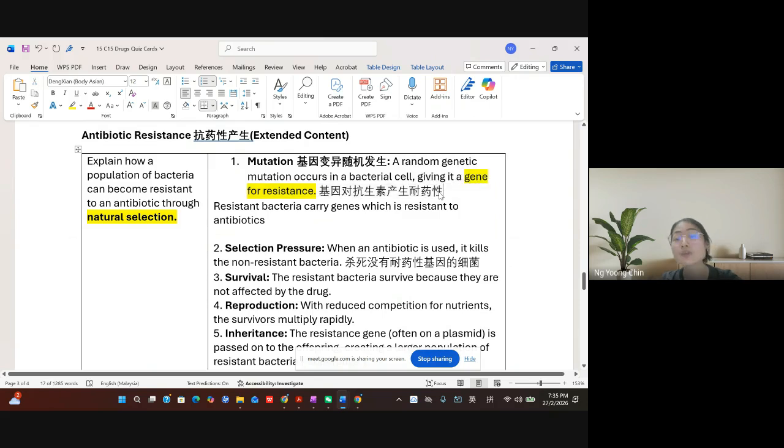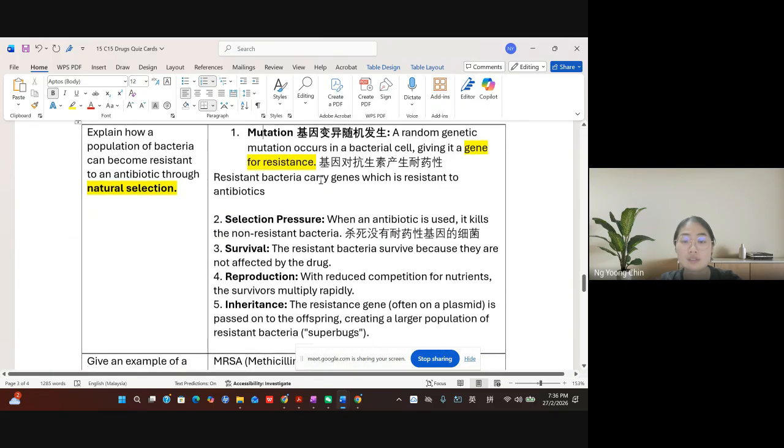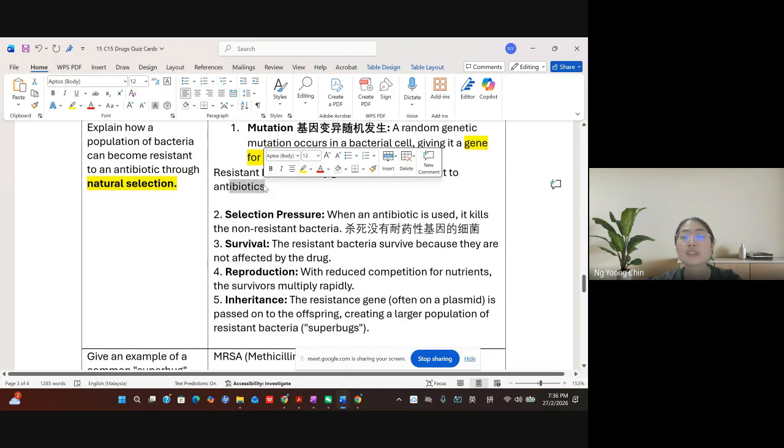This resistant gene comes from mutation, which happens inside the bacterial genome. Mutation is a kind of random genetic change in the bacterial cell, so that's why they acquire resistance in their gene. So this is a resistant bacterium. Resistant bacteria carry genes which make them resistant to the antibiotic.